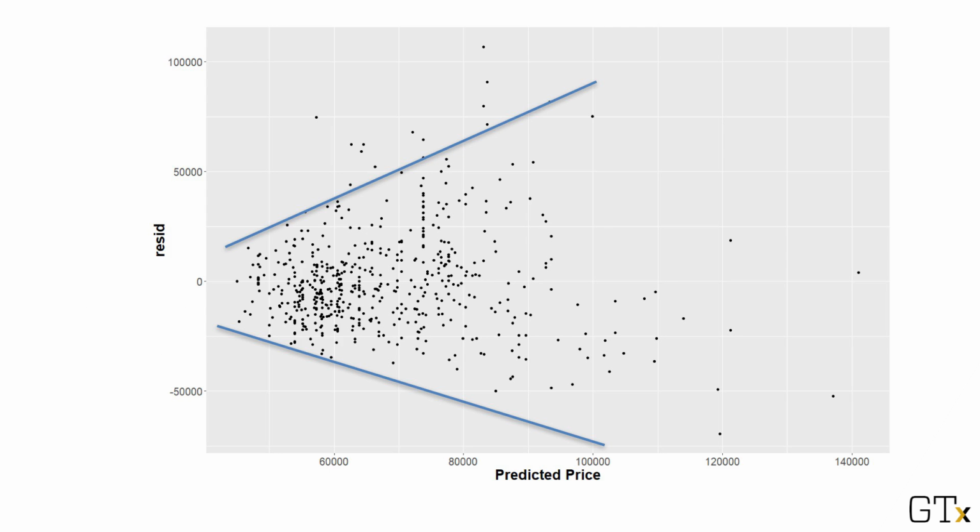So here is an example of heteroscedasticity. The residuals are increasing with increases in the predicted value of price.